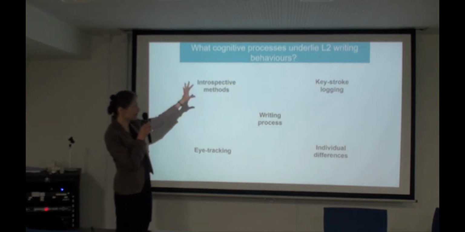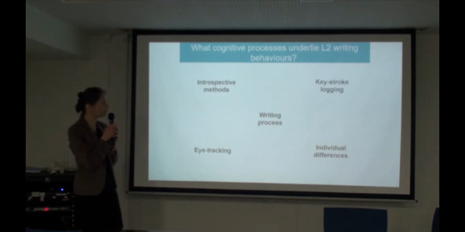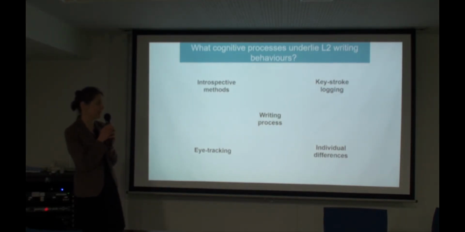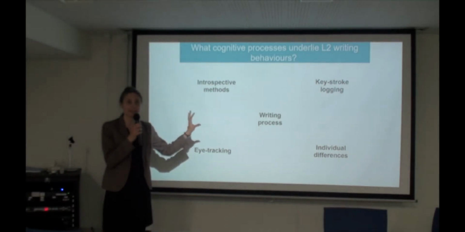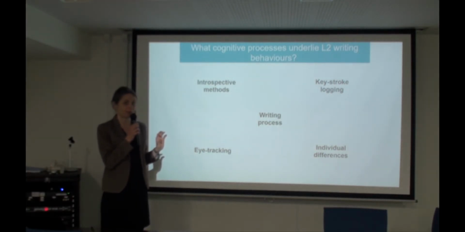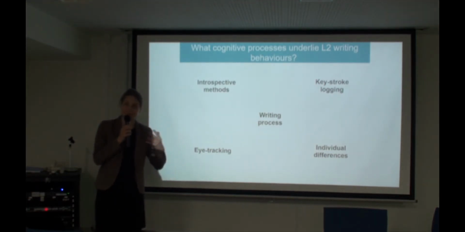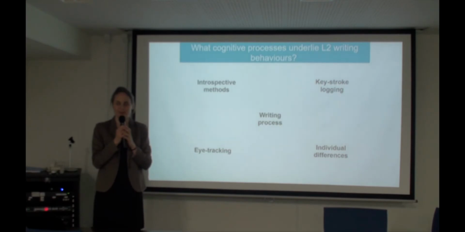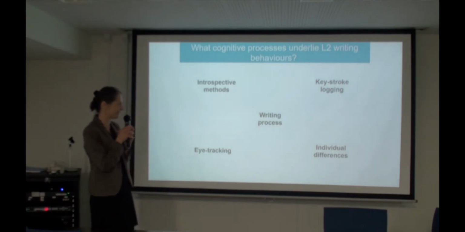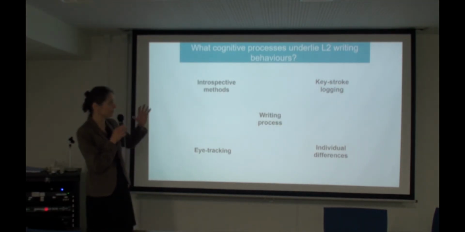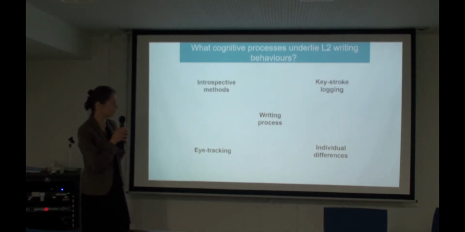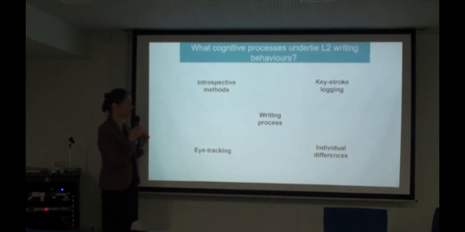So the main question we were trying to investigate here: what cognitive processes underlie second language writing behaviors, in particular? What we tried to do is triangulate several data sources here. Because of course one of these data sources won't give us a full picture, so if we put together several approaches, not cognitive neuroscience just yet, but maybe in the future, we can get a fuller picture of the writing processes that learners engage in.